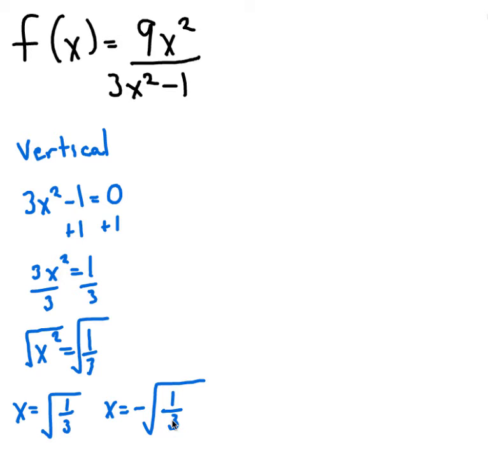Now, the root of 1/3 is not a perfect square. It will result in a decimal. If you'd like to, you may find the decimal approximation, but I'm just going to leave these in radical form. Next, we'll look at the horizontal asymptotes.